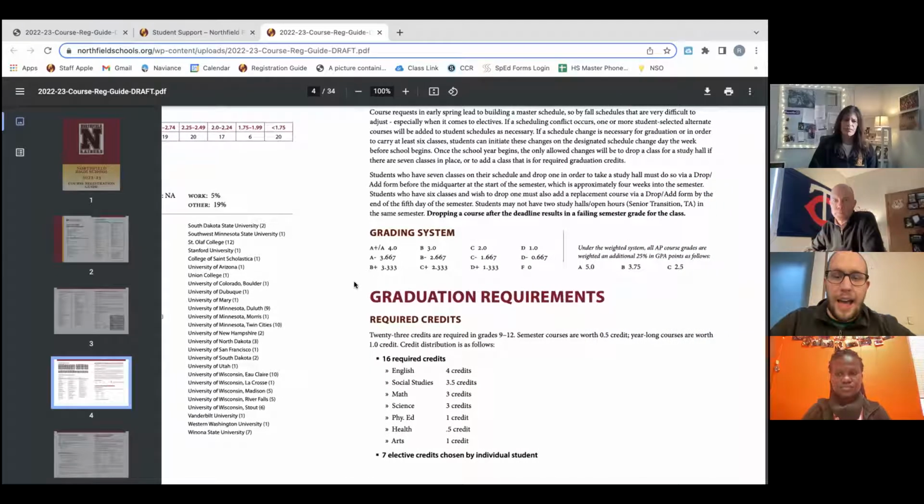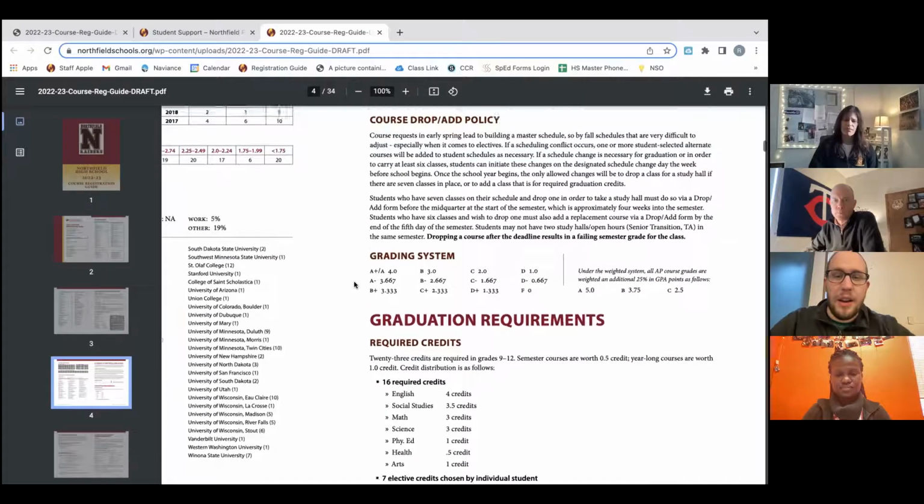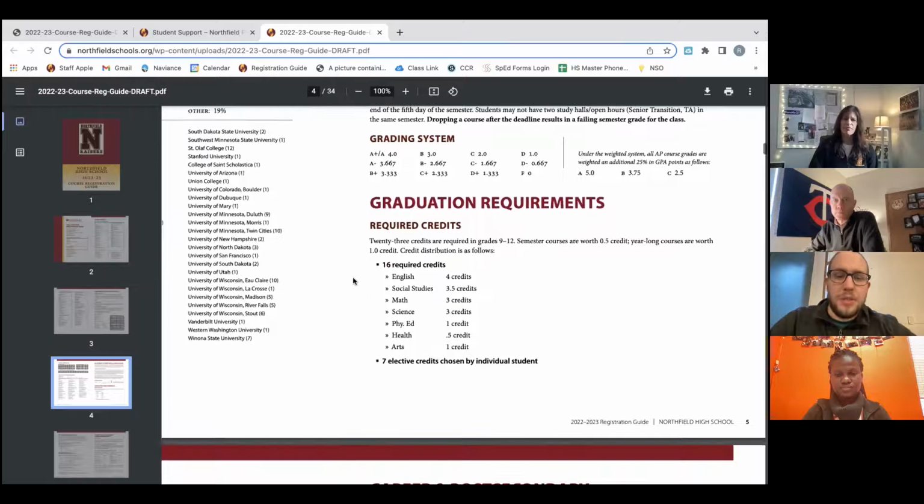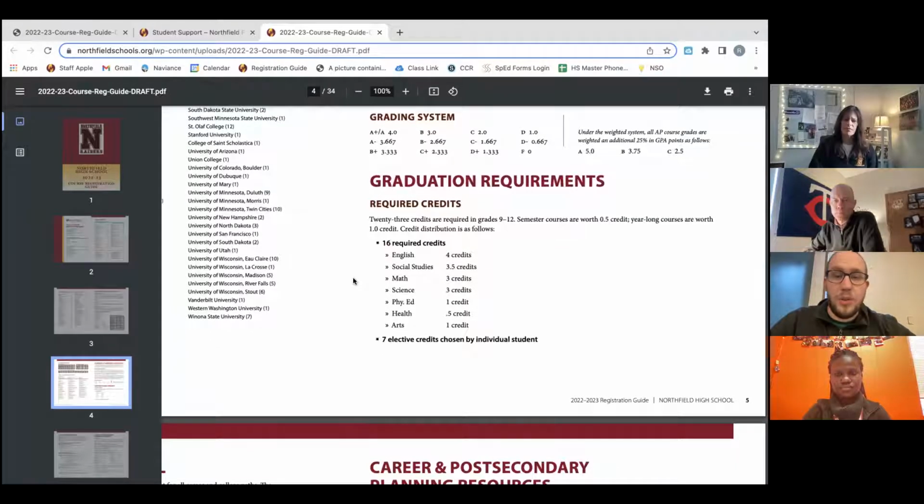One of the more important things to highlight from this first section of the guide are your graduation requirements. In order to graduate from Northfield High School, and you're probably aware of this, we talked about it in CCR, you need 23 credits to graduate. Of those 23, 7 of them will be elective credits that you choose, and 16 of them will be broken down from these required areas of learning. So 4 English credits, 3.5 credits of social studies, at least 3 credits of math, at least 3 credits of science, a full Phys-Ed credit, a semester of health, and 1 full art credit.